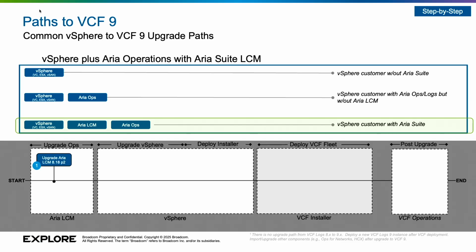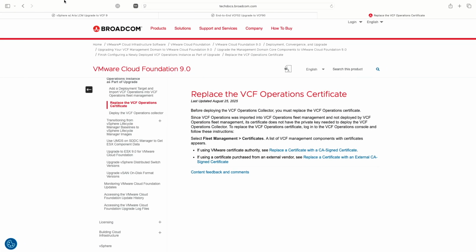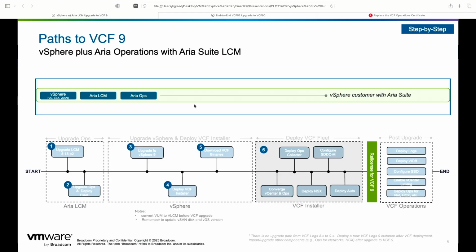So step 1, I need to upgrade ARIA LCM. I need to update it to patch 2. ARIA LCM 8.18 does not have any awareness of VCF 9, so I can't use it to upgrade Ops to 9. I need this patch 2. So I'm going to come over here to the demo and jump in.